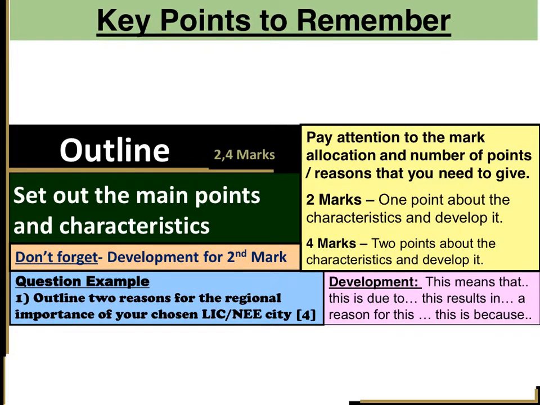As a quick review, outline means set out the main points and characteristics, and don't forget to develop your ideas for that second mark in every single question like this. So the development points are going to be things like this means that, this is due to, this results in, a reason for this is, because, a knock-on effect of this is. Those kind of things will get you the second point.